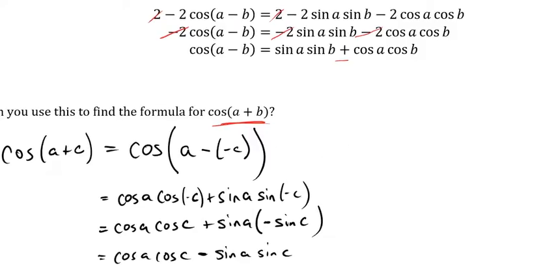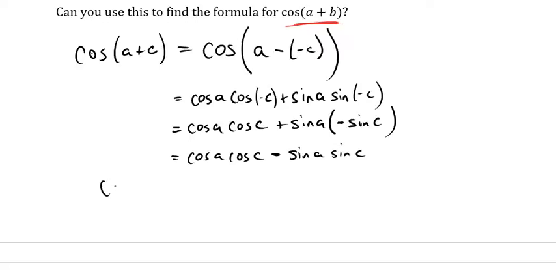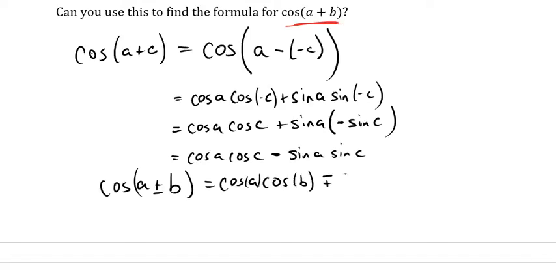So this is how we would summarize this. Cosine of A plus or minus B equals cos A cos B, put brackets around that, minus plus sine A sine B. The plus minus sign is flipped, and that's important. It has to be that way.